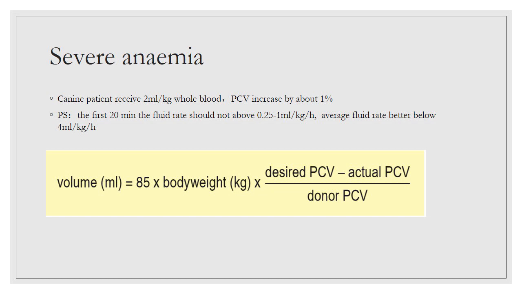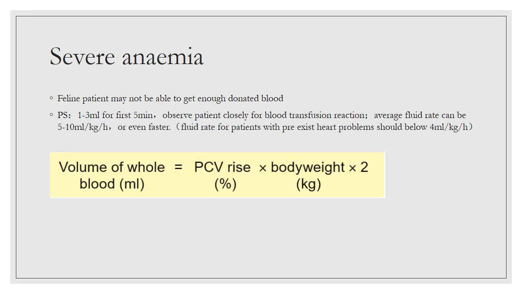Here's an equation that we can use to calculate the total blood volume that we need to give to the patient. For our feline patients, we may not be able to get enough donated blood from another cat. We normally give 1 to 3 ml for the first minutes to see if there is any blood transfusion reaction. The highest transfusion rate could be 5 to 10 ml per kilo per hour. However, for a lot of feline patients, we still need to give the blood as soon and as fast as possible.